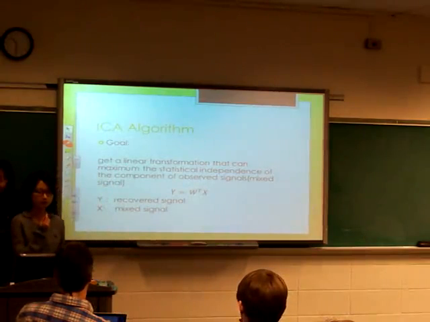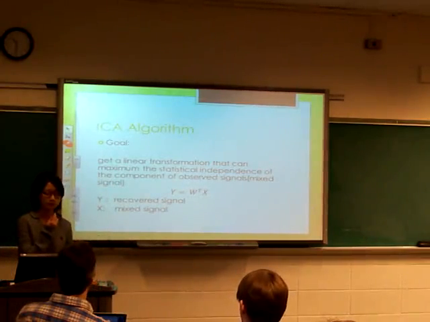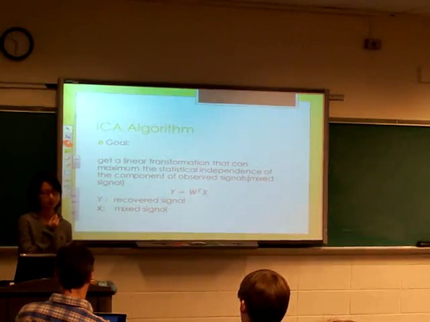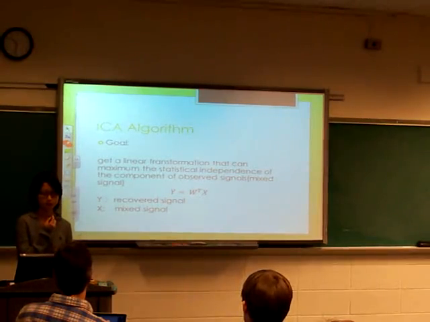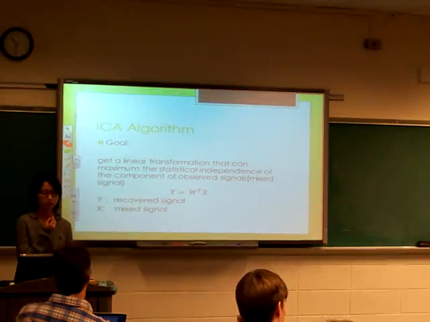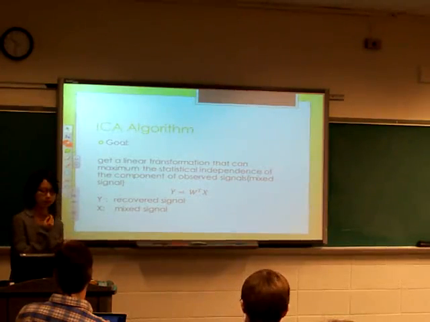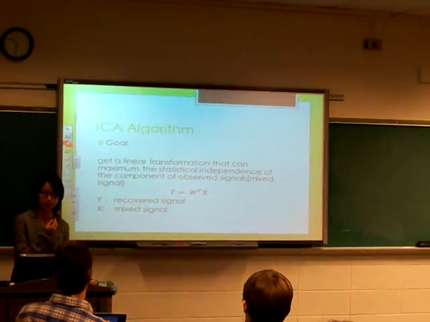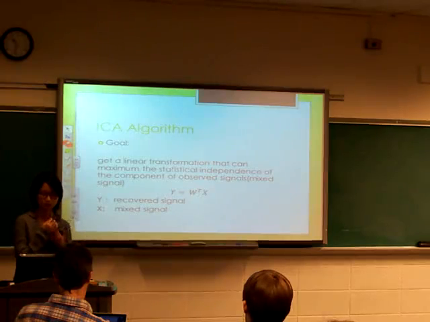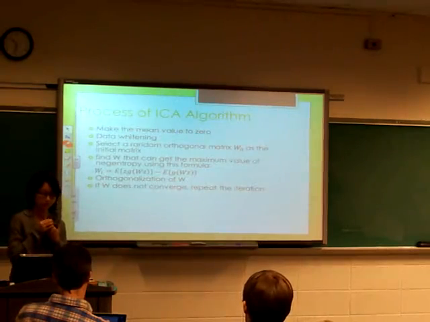Okay. The algorithm we adopt is the ICA algorithm. It is actually a statistical algorithm. The goal of ICA is to get a linear transformation, which is the transpose of W, that can maximize the statistical independence of the components of the observed signals, which is X, and X is a mixed signal. The process of this algorithm is here.